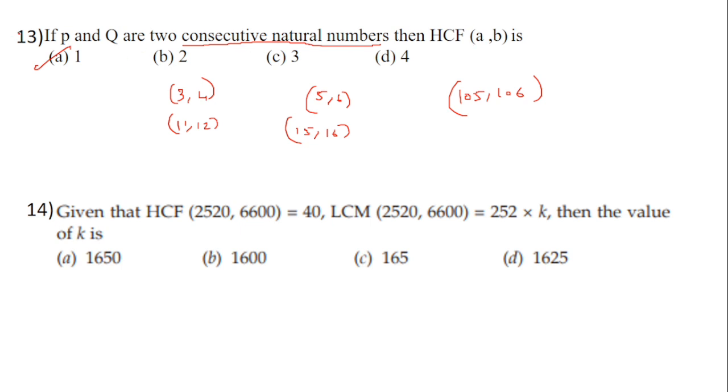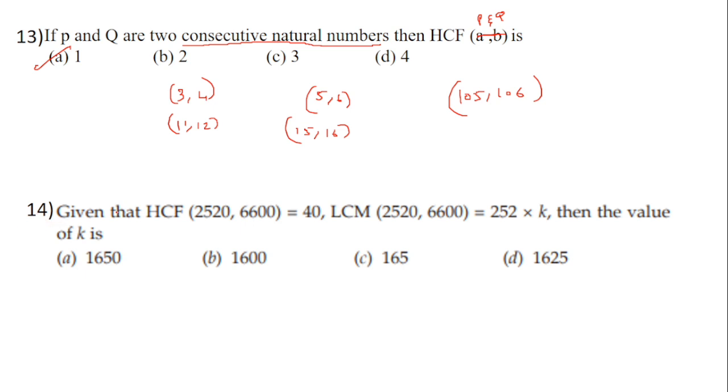So here in the question there is a printing mistake. If P and Q are two consecutive natural numbers, the HCF of P and Q is always 1. Okay, next question, number 14.